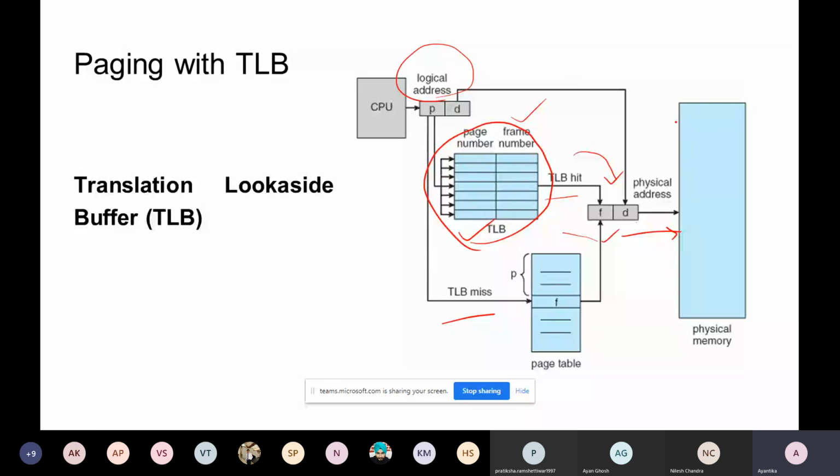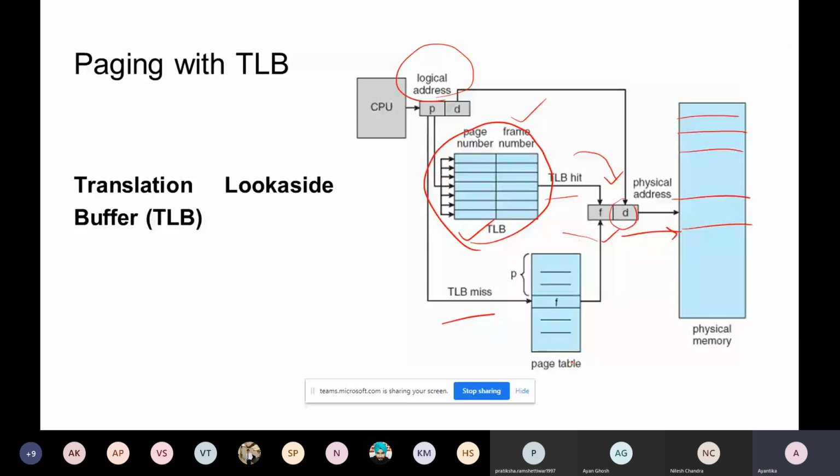Frame number means which block of your physical memory you will access, and which part of that block you will access is given by the offset. Okay. So if this buffer gives the information of that frame, well and good, there is no point going further to the actual page table.